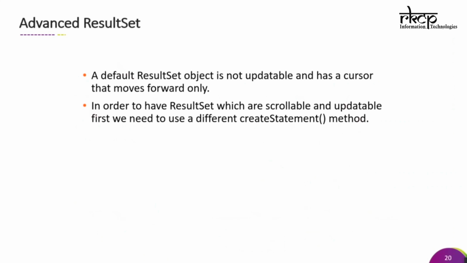In the same way, here you have some advanced ResultSet. Means by default, your ResultSet will move in the forward direction only. And you cannot update your ResultSet data. So now you want to update your ResultSet data, as well as move your cursor forward and backward in both directions. So how will you make your cursor scrollable?